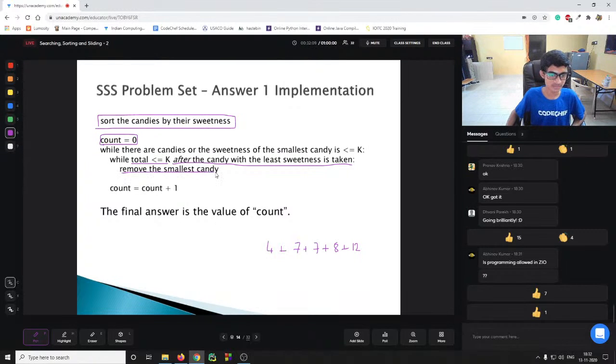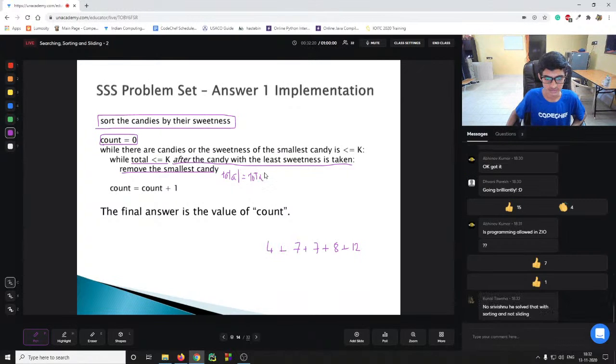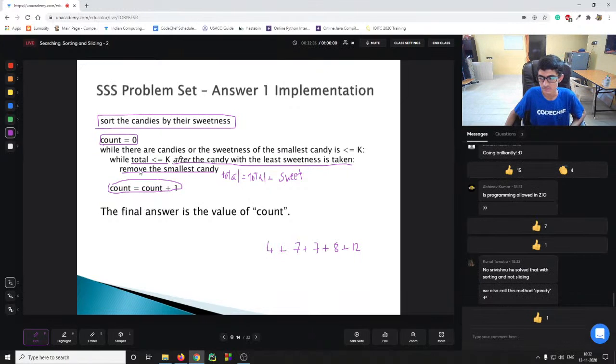Then remove the smallest candy, and of course add the current sweetness to the total. Total equals total plus sweetness. So now the final answer is the value of count. Each time it iterates through, one child takes at least one candy. So this is the only answer.